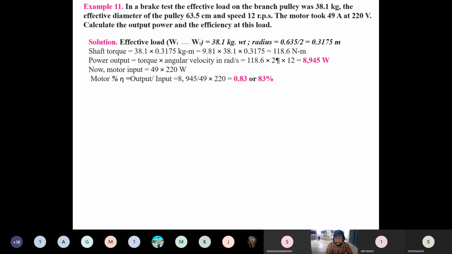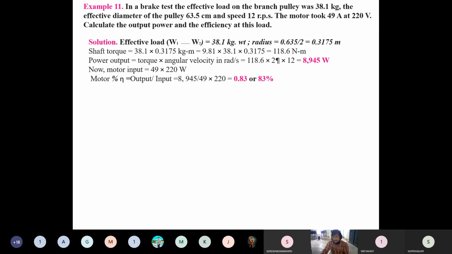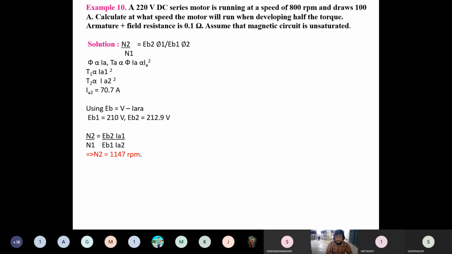So sometimes they ask like this. This is related to the armature control method. So we have to add 5.5 ohms resistance through the rheostat in series with the armature circuit. That means total resistance is 5.5 plus 3, 8.5 ohms. But they are asking how much resistance is added to the armature circuit such that the speed is reduced to 600 RPM. That means we are adding extra resistance of 5.5 ohms, right? So like that, speed control method, flux control method, armature control method.